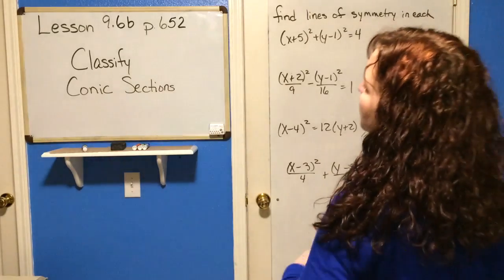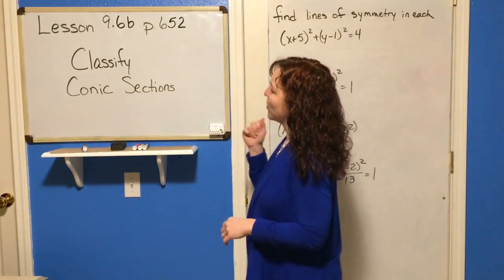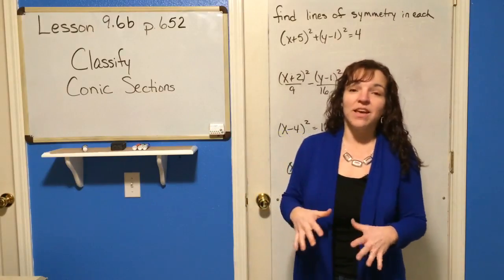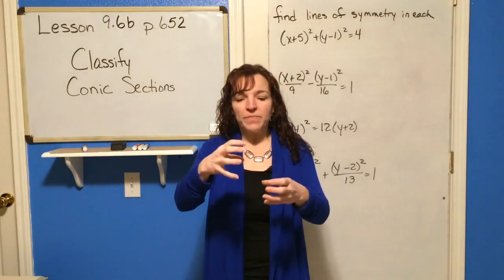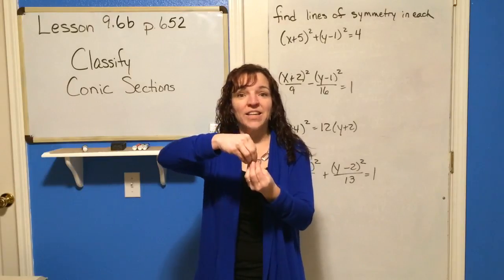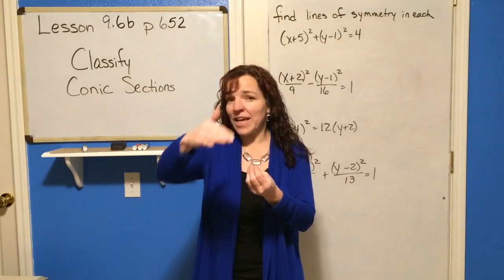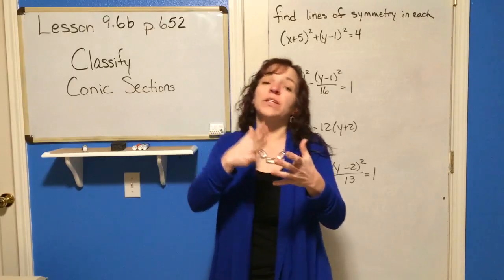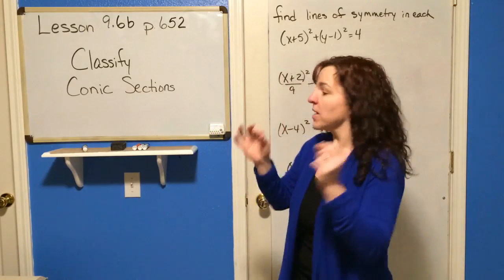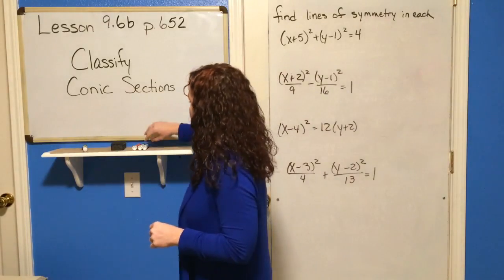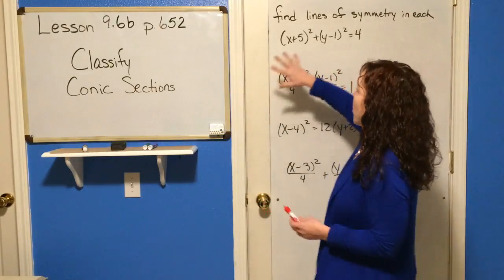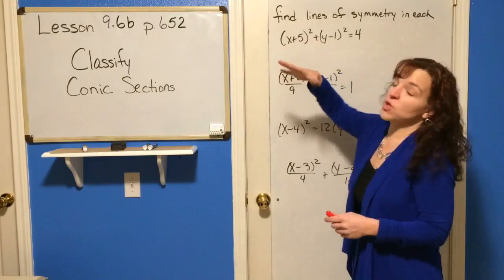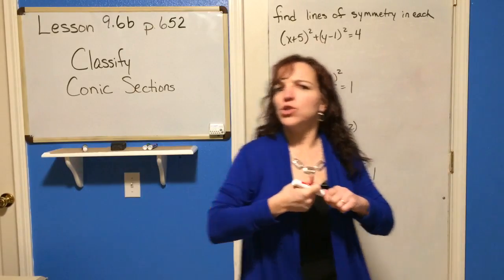In the second half of section 9.6, we will be classifying conic sections. And remember, those conic sections are where two cones are inverted and a plane has sliced those. So you'll either get a circle or an ellipse or a parabola or a hyperbola. The first thing we need to be able to do is look at their standard forms and recognize what shape we have.